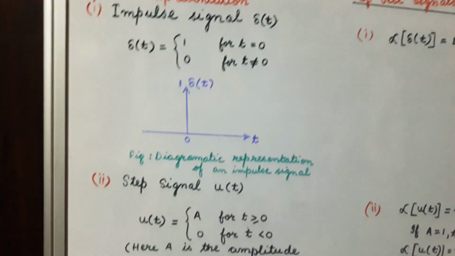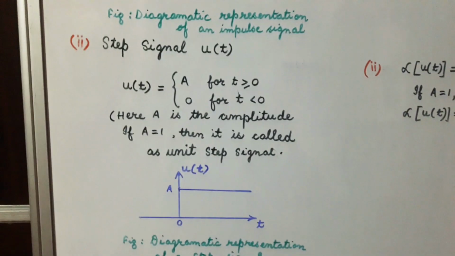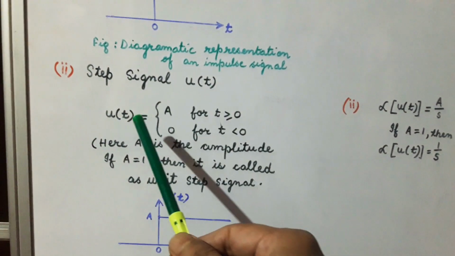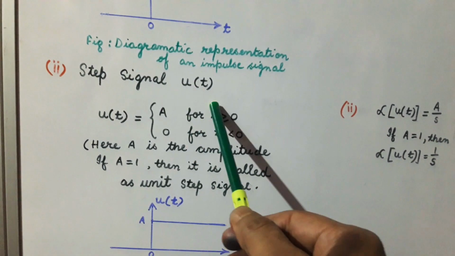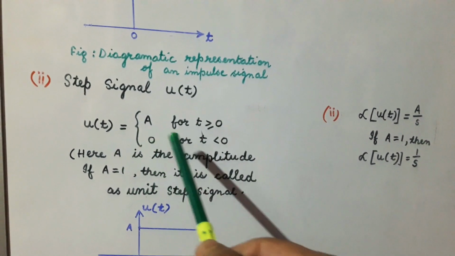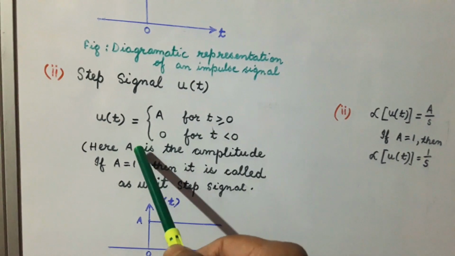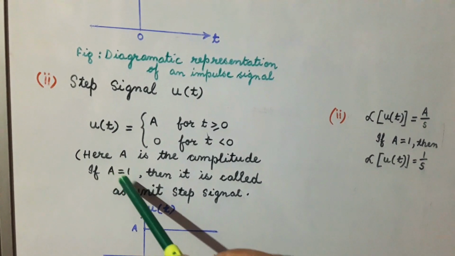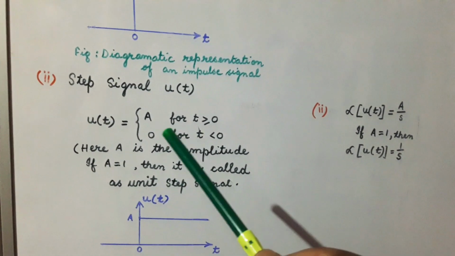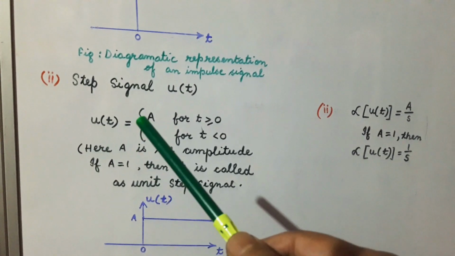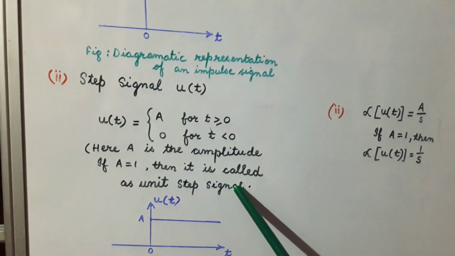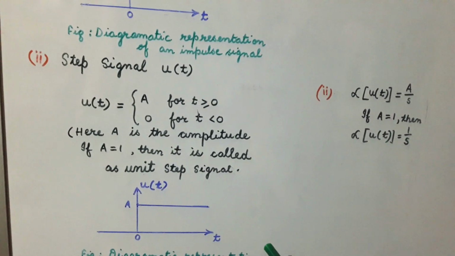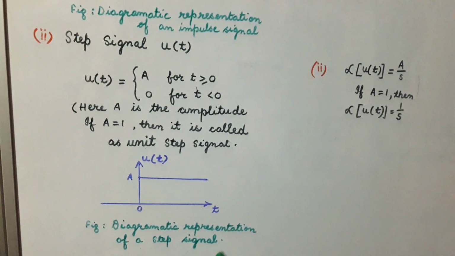The next test signal is the step signal, which is denoted by the symbol u of t. The value of u of t will be equal to a for t greater than equal to 0 and u of t is 0 for t less than 0. Here a is the amplitude of the step. However, if the value of the amplitude is 1, then we will call this signal a unit step signal and the value of a will be equal to 1 in that case. This is the diagrammatic representation of a unit step signal.